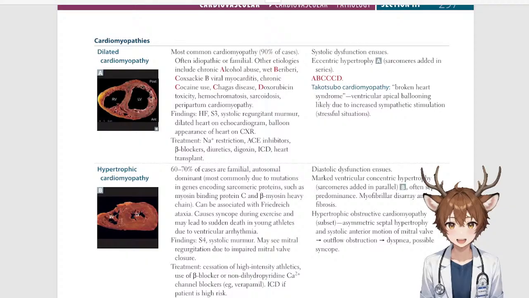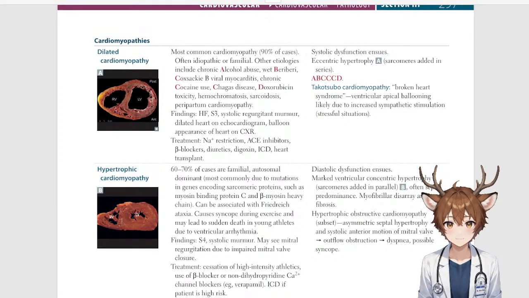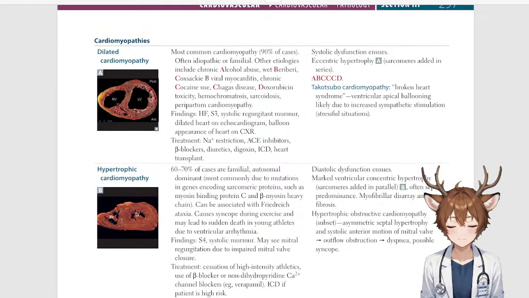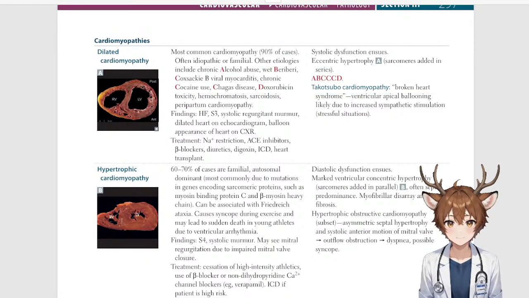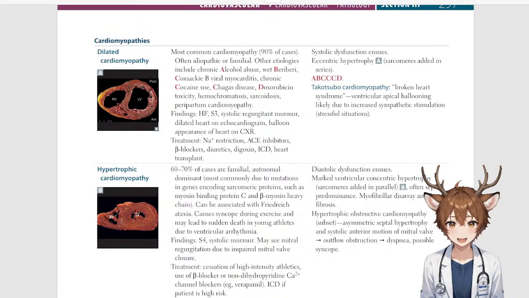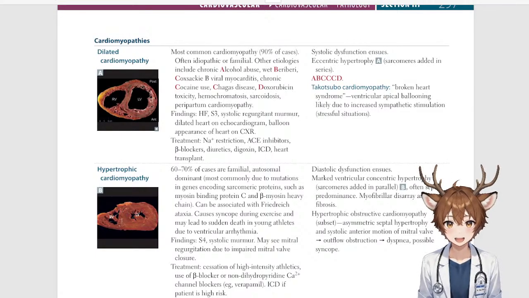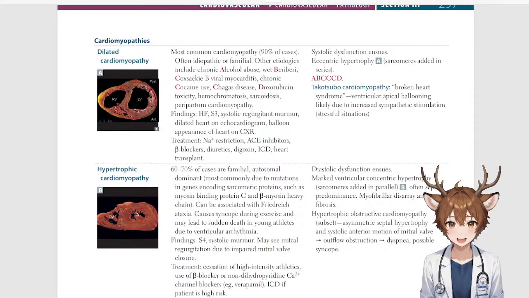And I want to confirm something before we go too much into it. ICD refers to an implantable cardioverter defibrillator. So I just need to keep that in mind as well. When they say ICD, that's what they mean.